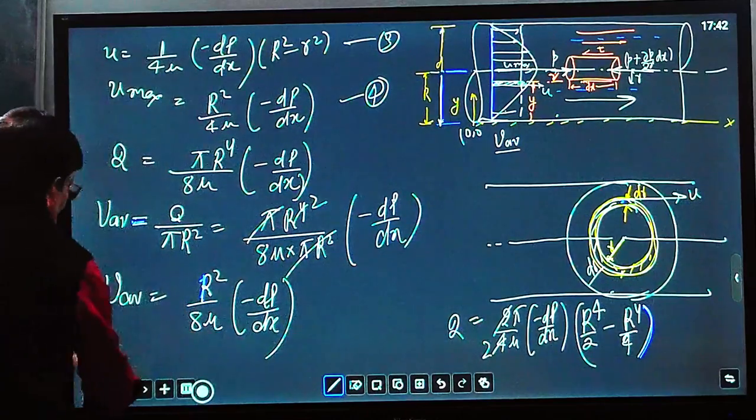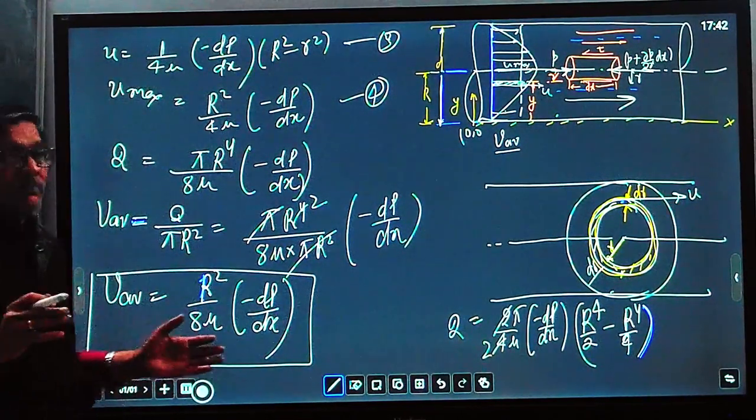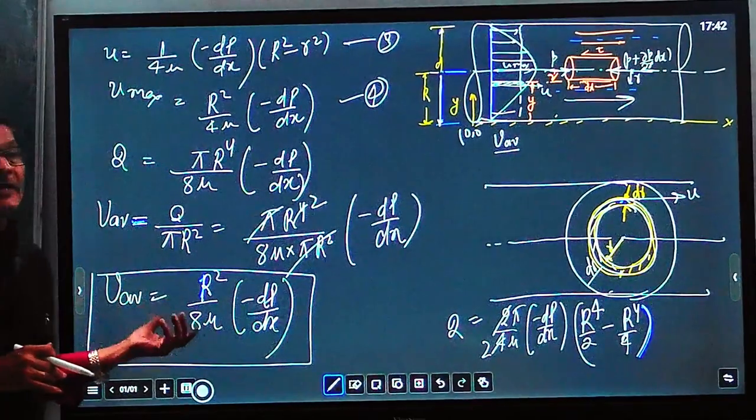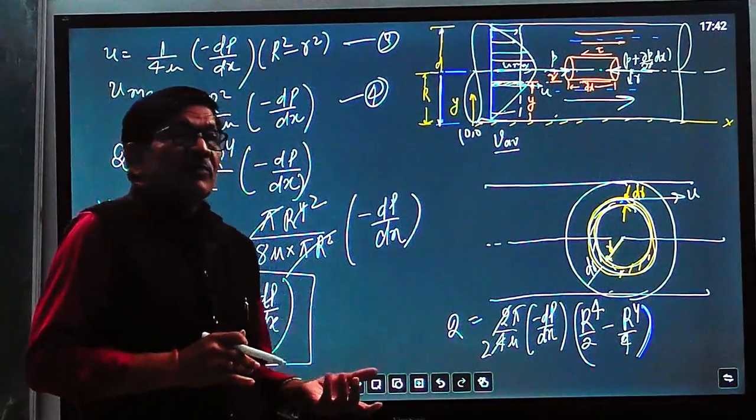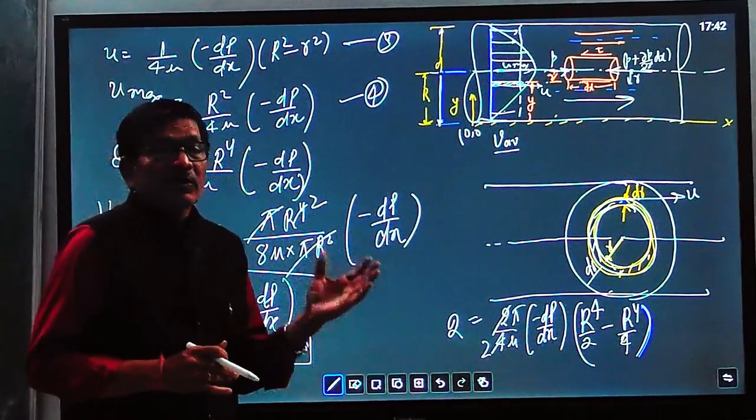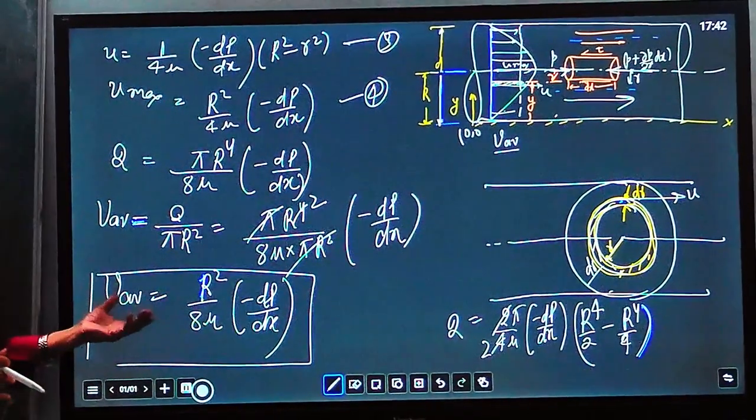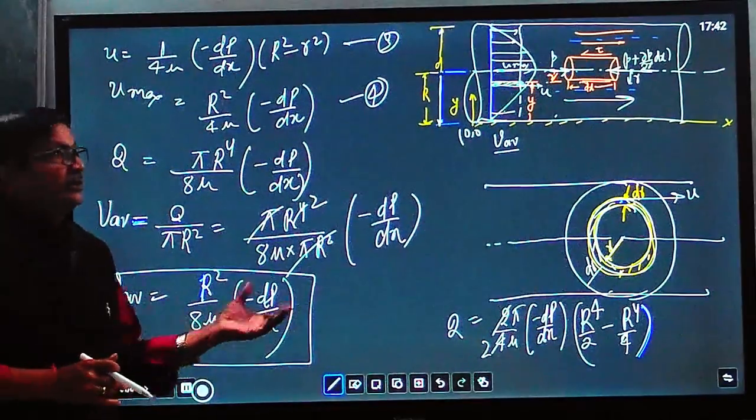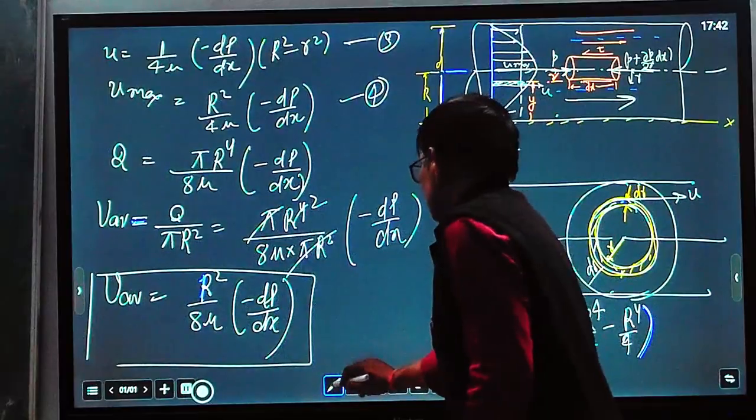This is the equation for the average velocity, and for all practical calculations we use this average velocity, whether we have to find out Reynolds number, pressure loss, pressure gradient, or the power required to maintain the flow. All practical purposes require average velocity. This is the most important step of this calculation. So now average velocity we have calculated.